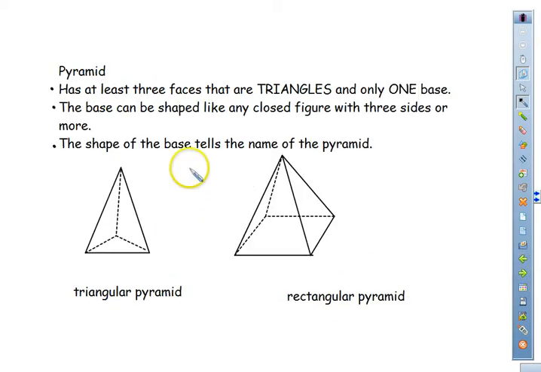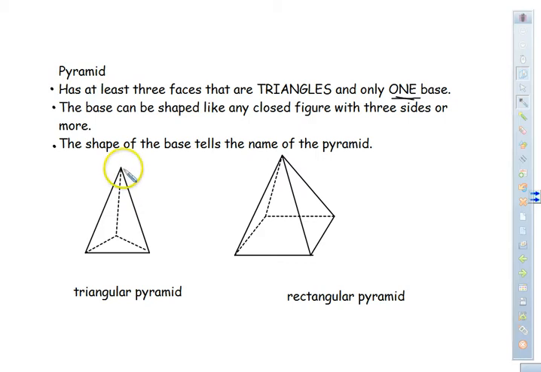Go ahead and hit pause and copy these down as well. Now for a pyramid, it has at least 3 faces that are triangles and only 1 base. This is the difference between a prism and a pyramid. The base can be shaped like any closed figure with 3 sides or more, and then the shape of the base again tells the name of the pyramid.